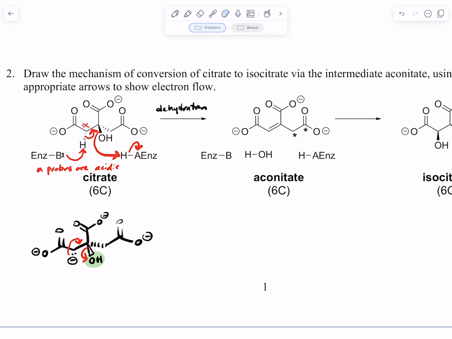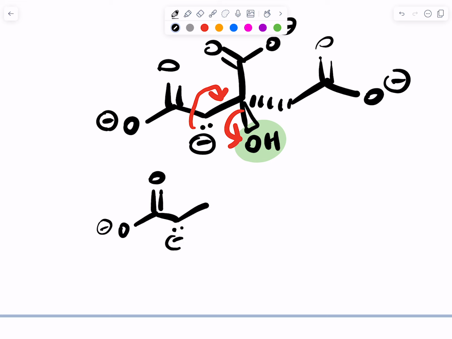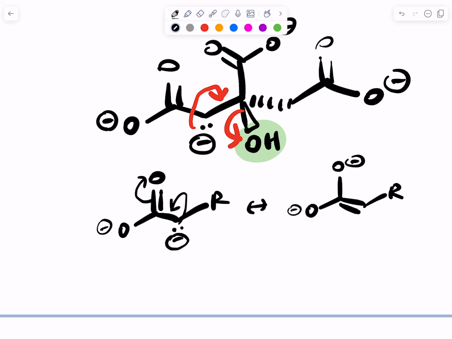Okay, questions about the dehydration step? Yes? Sorry, what makes the alpha carbon acidic? The alpha carbon is acidic because, I'll just draw the alpha carbon and the adjacent carbonyl carbon, it's called an enolate, and the enolate is resonance stabilized. That negative charge is delocalized by resonance with the adjacent carbonyl oxygen. And things that have decently stable conjugate bases are more acidic.